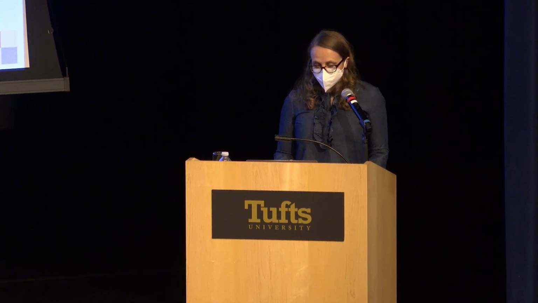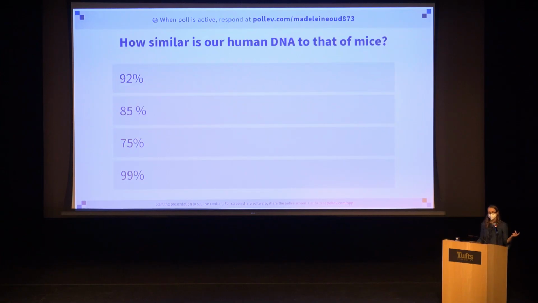And if we look at other organisms, for example, mice are really commonly used for experiments in the lab. How similar do you think our human DNA is to that of mice? 92%, 85%, 75%, or 99%? You can go on the website here, and you should be able to put in responses to what you think the answers are.